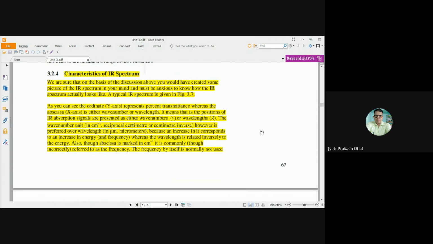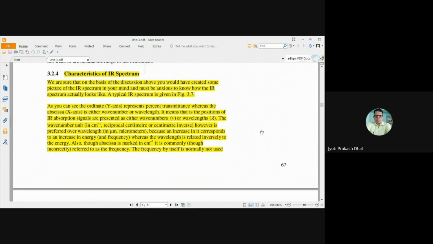So here you can see the x-axis. In the IR spectrum, the y-axis represents percentage of transmittance, where the x-axis will show either the wave number or wavelength. It means the position of the IR absorption signals is presented either in wave number, nu bar, or in terms of wavelength, that is lambda. But the y-axis represents the transmittance.